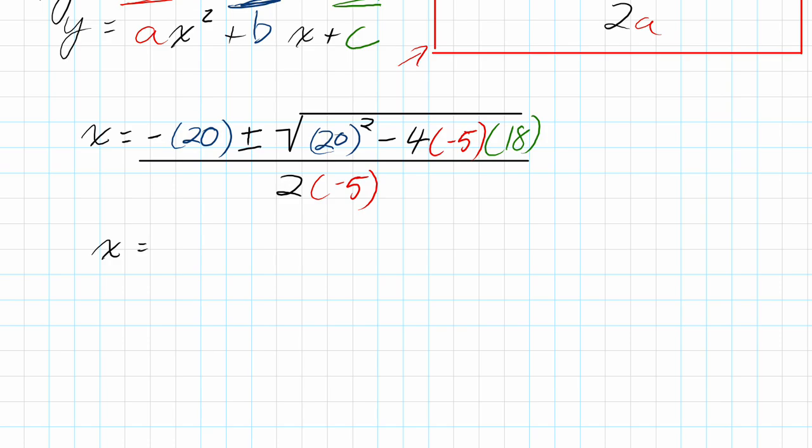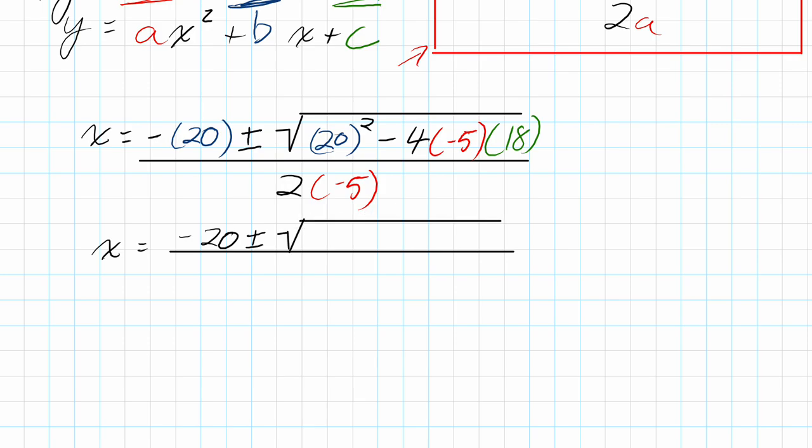x is equal to, we're going to start to simplify. This is all going to be over, so it's a fraction. Negative times 20, or in other words, negative 20, plus or minus. And let's simplify the square root. 20 squared is 400. So 20 squared is 400. Negative 4 times negative 5, that's actually going to give me positive 20. So I'm going to do a little side calculation.